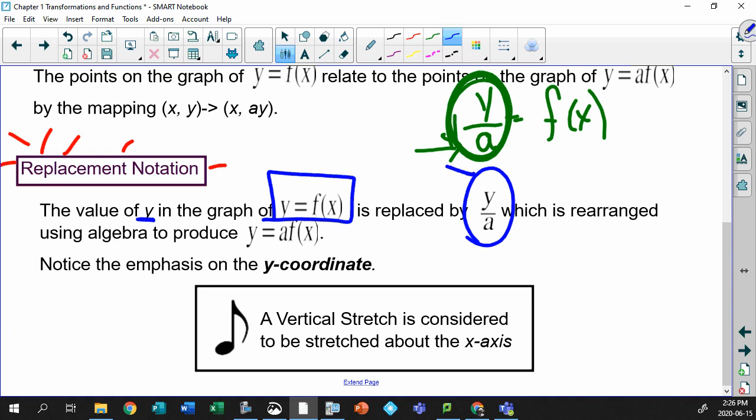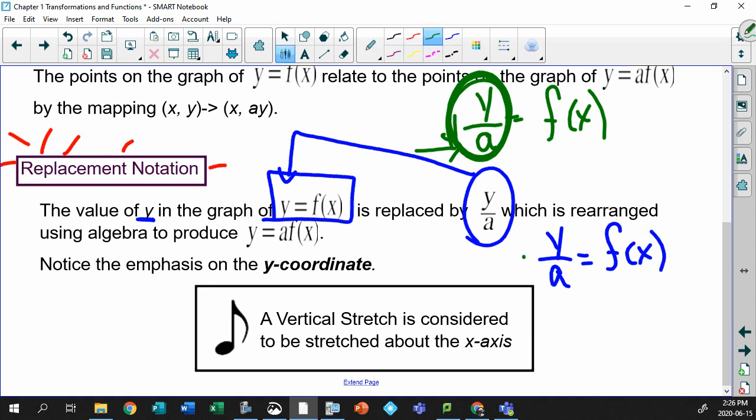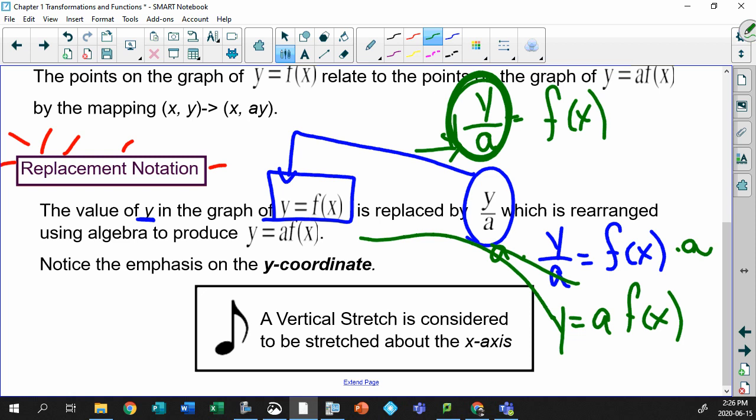So watch this. If I actually pop that in there and do the replacement just like we talked about and went y over a equals f of x, think about this. How do I get rid of the a in the denominator? That's right. Multiply both sides by a. That cancels, leaving you y equals a f of x, which is exactly what we were talking about way back there. Ta-da! Okay? So think about it. If it's written this way, the emphasis is on the y-coordinate.